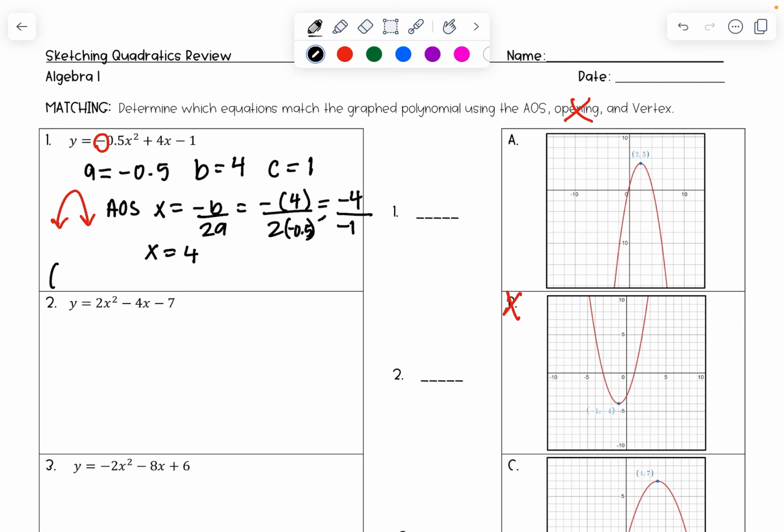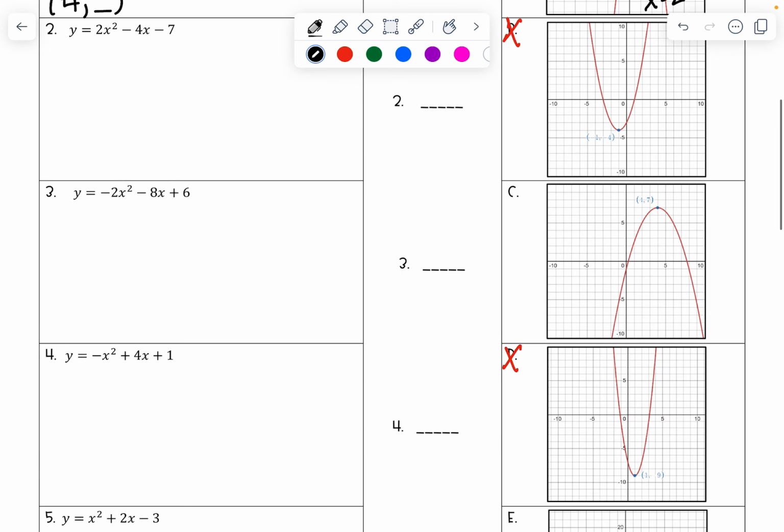So I automatically know my vertex is going to be at 4 comma something, which means option A is definitely out of here. Why? Because this axis of symmetry is at X equals 2, and I just found out that X is equal to 4. Option C, we can see that right here, number 1, the vertex says 4, 7, but also our axis of symmetry is over here at 4, so this is a maybe.